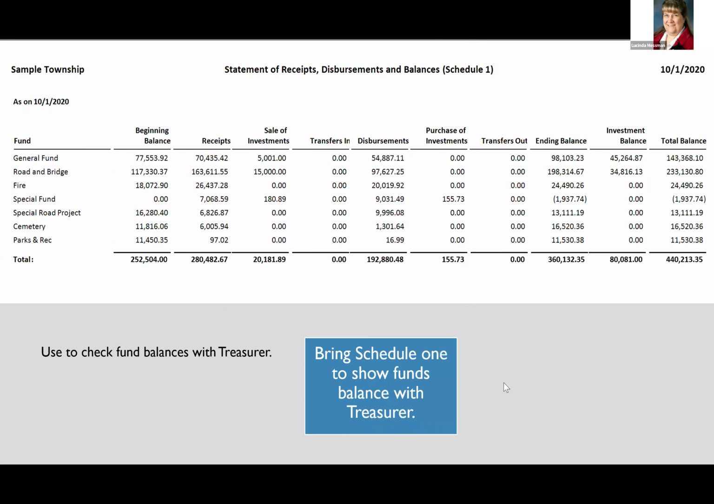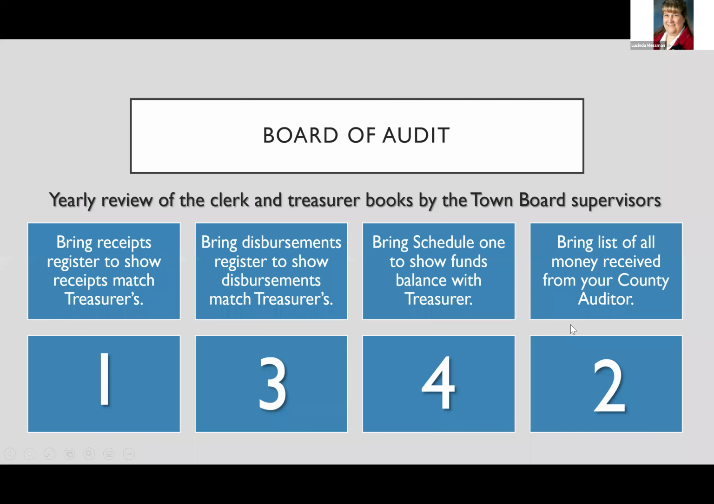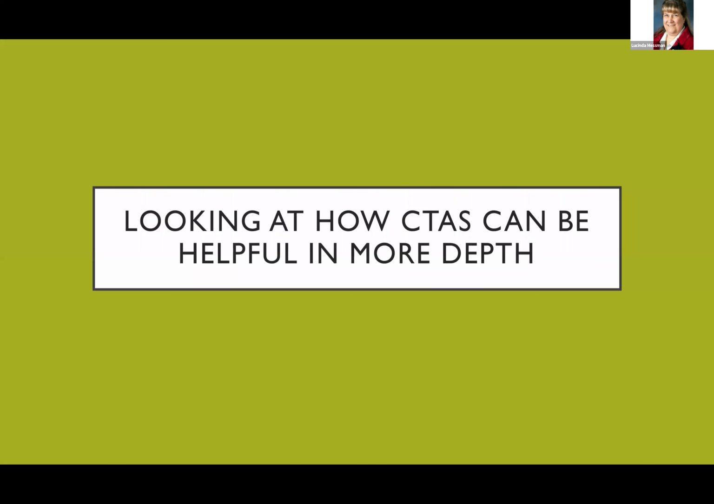Bring schedule 1 to show that you balance. You can see that once you've looked at this, it's got a lot of information on it, but you can see the fund balances right here. And once you've done that, that takes care of item number 4. The rest of the things are mainly physical records that you're going to bring, okay? But we're going to talk about how CTAS is going to help you in a little bit more depth now.